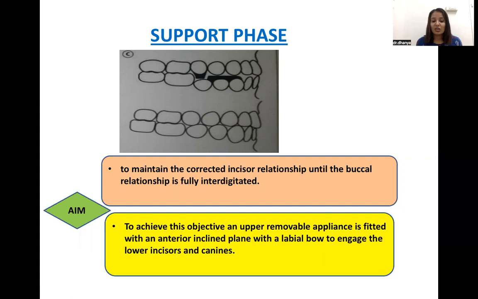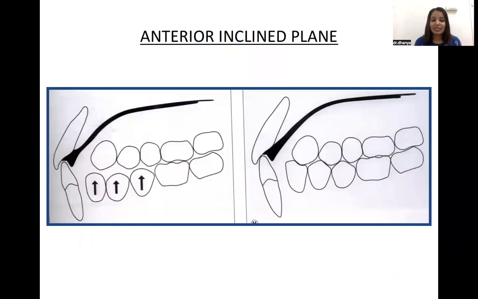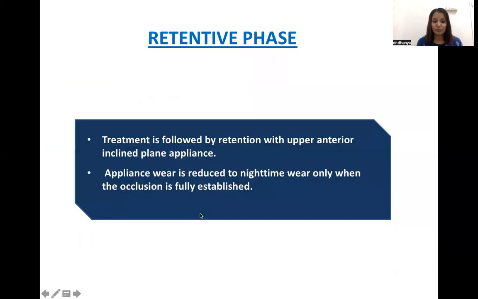To achieve this objective, an upper removable appliance is fitted with an anterior inclined plane with labial bow to engage the lower incisors and canines. This is for a period of 4 to 6 months. This is the anterior inclined plane where you are correcting this incisor relationship also.